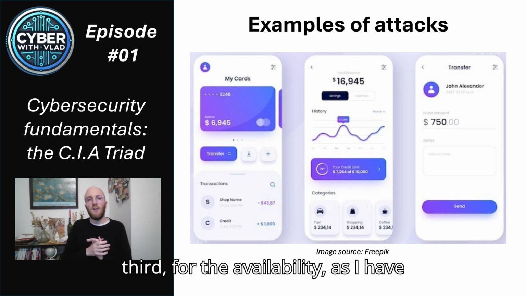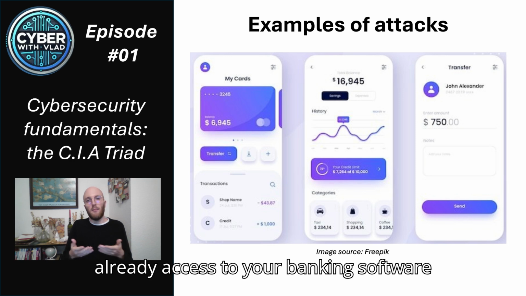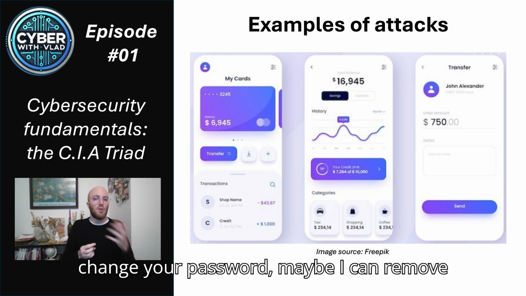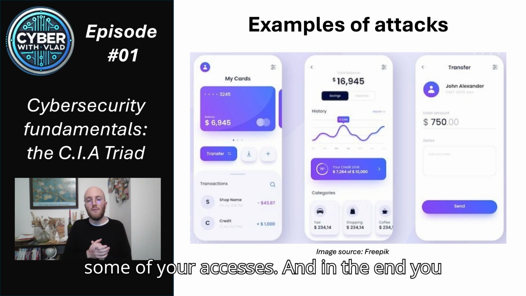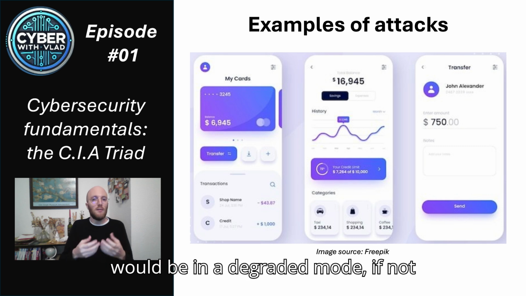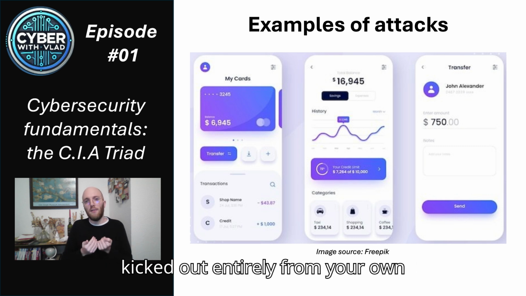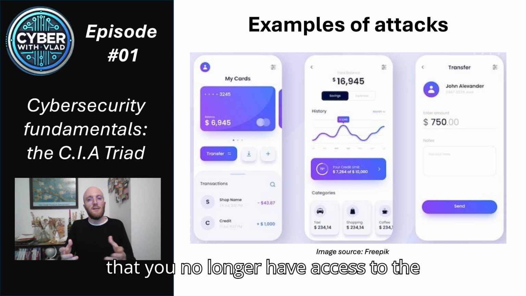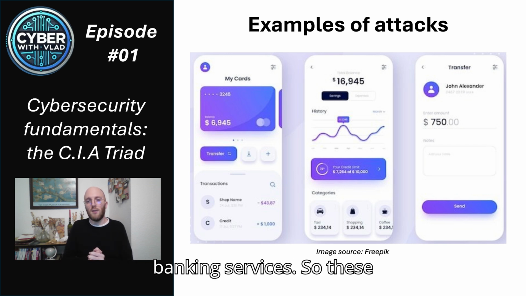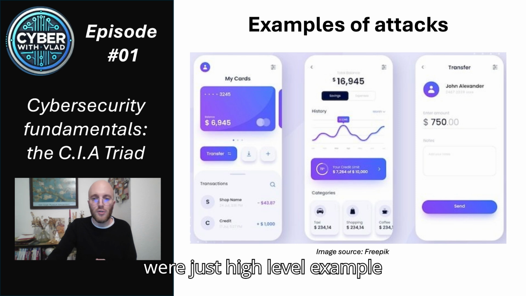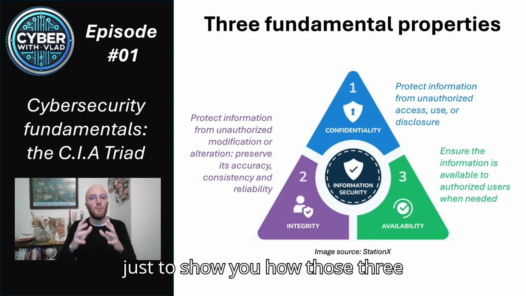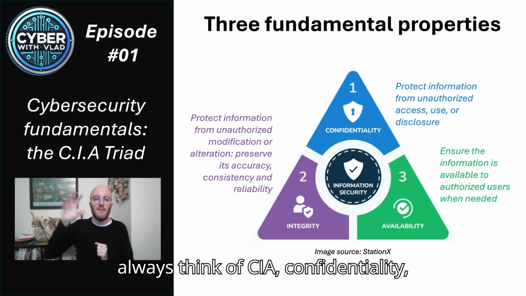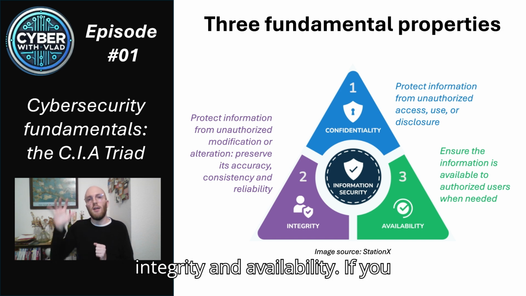And third, for availability, as I already have access to your banking software and environment, maybe I can block your credit card, change your password, or remove some of your accesses. In the end, you would be in a degraded mode, if not kicked out entirely from your own account. That would be a basic denial of service, in the sense that you no longer have access to the banking services. These were just high-level examples to show you how those three properties can be impacted. Again, always think of CIA: confidentiality, integrity, and availability.